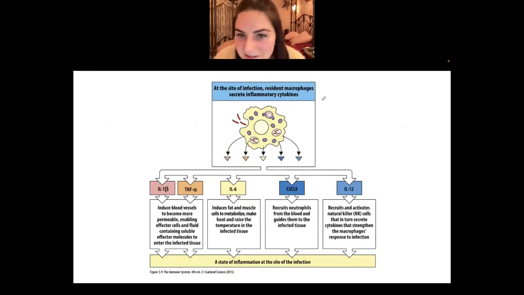So this is what I just said, but in a picture would have been a lot easier. But at the end of the day, what we're doing is we are getting inflammation at the site of the infection. And again, remember, a lot of the times this is enough to get rid of the pathogen.